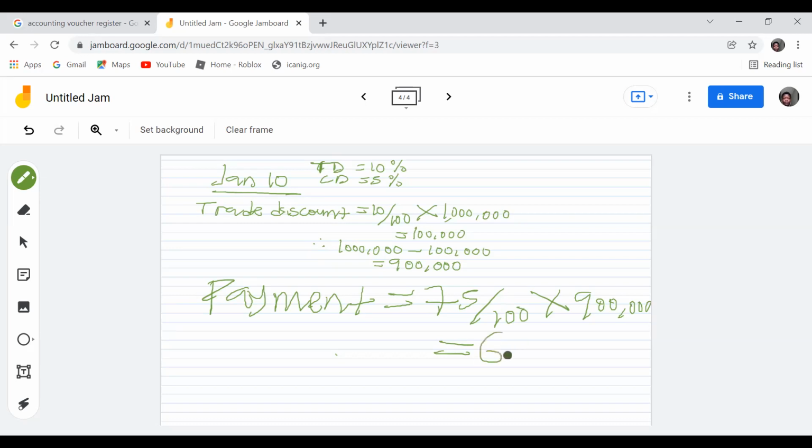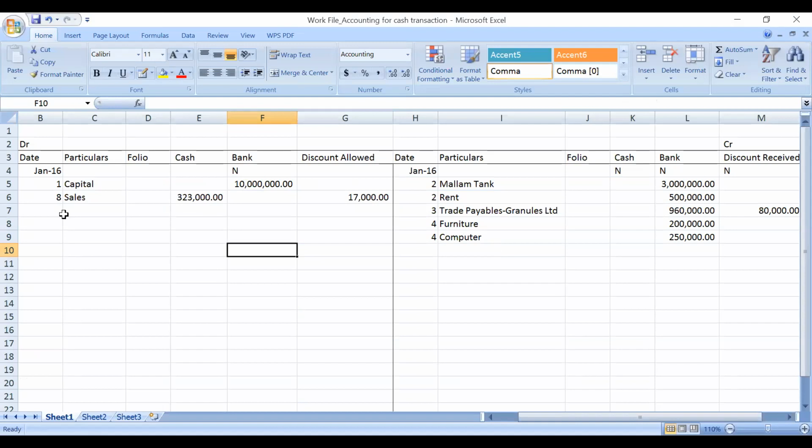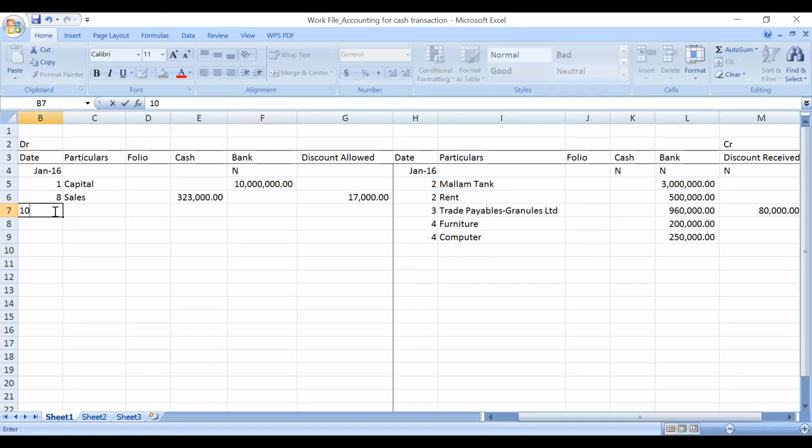That will be 675,000. So this is the amount that the customer is going to make to the bank now, and that is what we are going to record. So let's go back to our solution. We have on the 10th, right? This will be on the 10th.